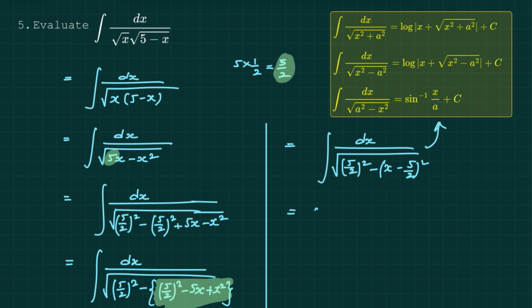So using the formula, we will have sine inverse of x by a plus c. Simplifying, we will have 2x minus 5 by 2, and that 2 will get cancelled with the 2 below 5.